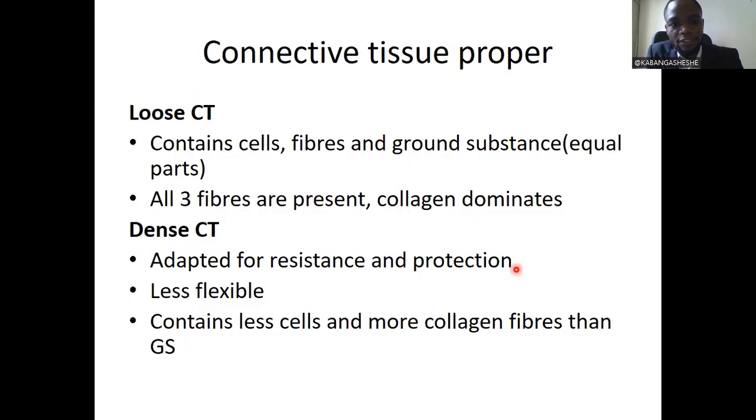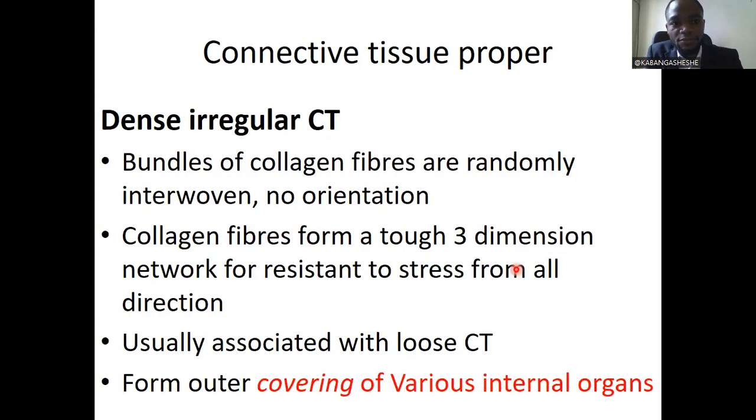Okay. Let's look at dense connective tissue. What are we expecting to see here? Dense, the name comes from the proportion of fibers found in this type of connective tissue. So under loose, we're saying there are more cells, less fibers, and less ground substance.